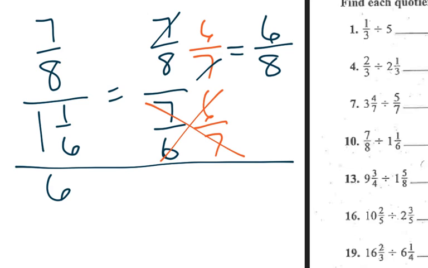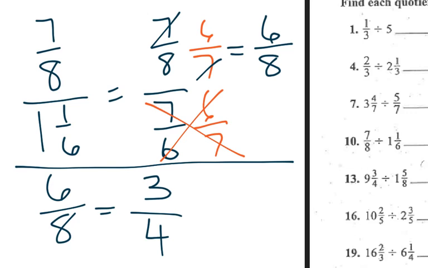But 6/8 can reduce. Anytime that both of the numbers are even, 6 is even and 8 is even, anytime that happens, you know it can be reduced. And the easiest way to reduce fractions that are even is to take half of each. Half of 6 is 3, and half of 8 is 4.